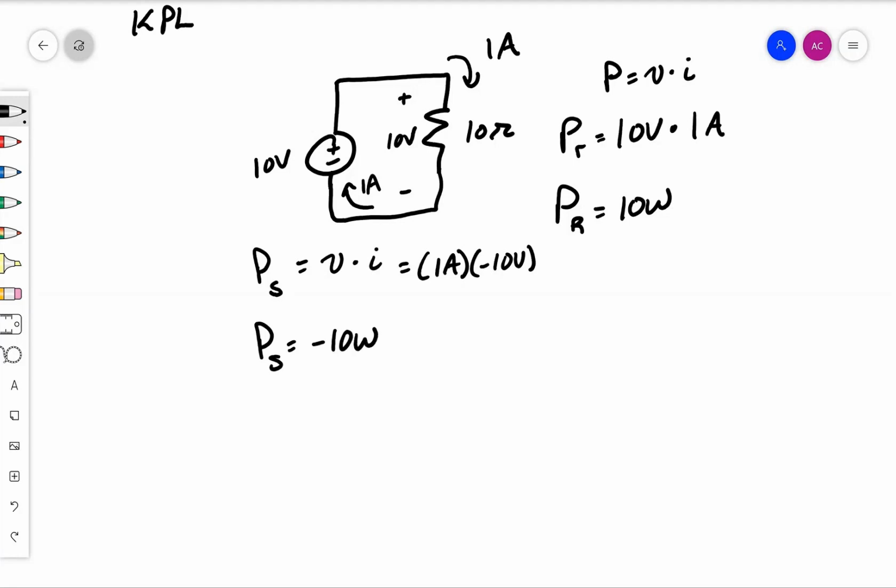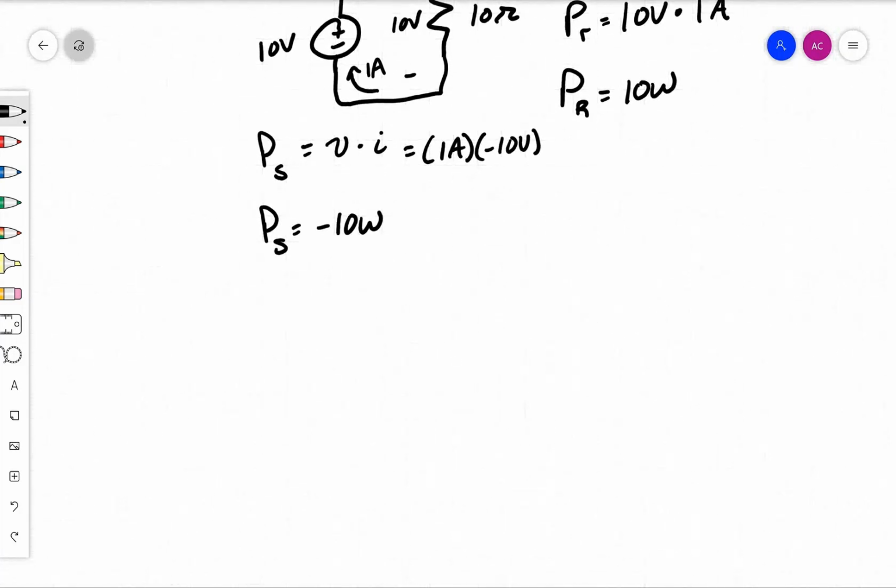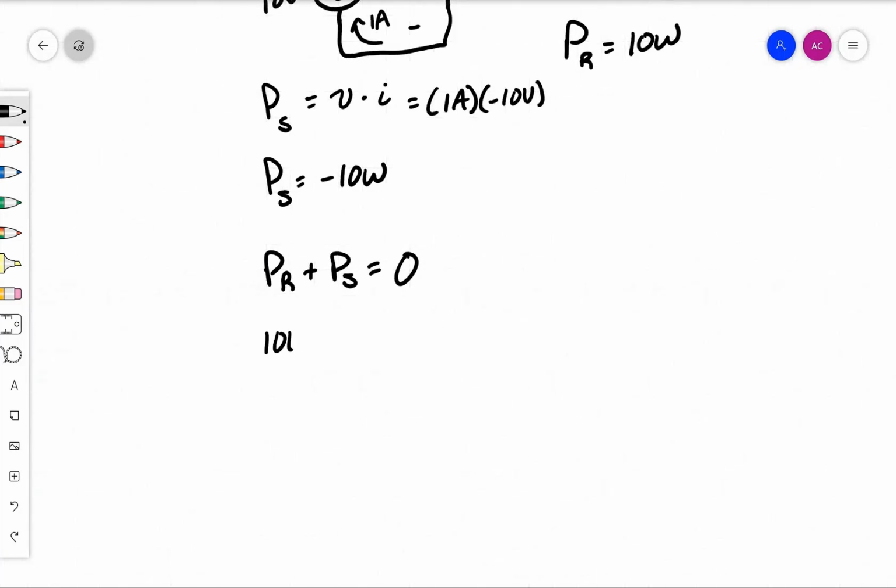This means it's supplying 10 watts while the resistor is dissipating 10 watts. Now if we look at the sum of the power in the entire circuit, we have PR and we also have PS, and this has to be equal to 0. In this case, we have 10 watts for PR minus 10 watts for PS, and that's equal to 0. So this satisfies Kirchoff's power law.